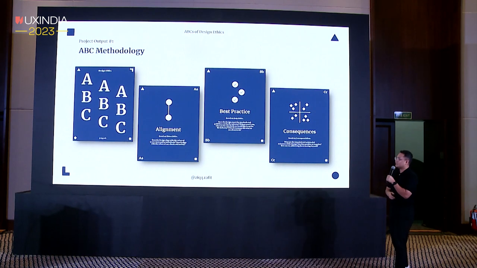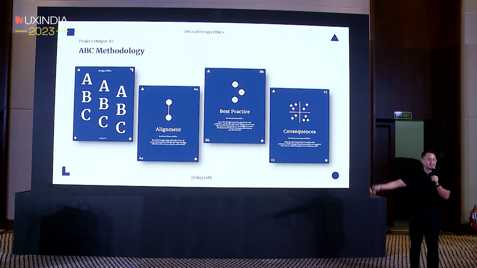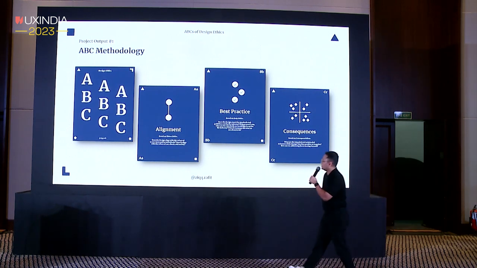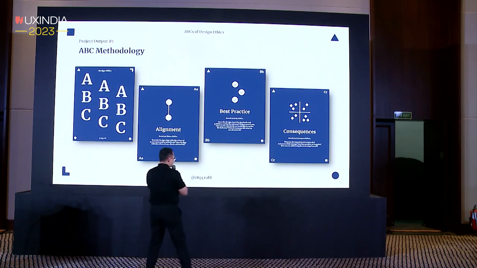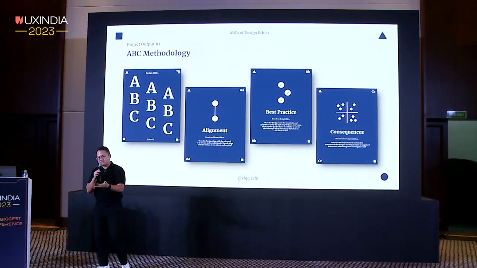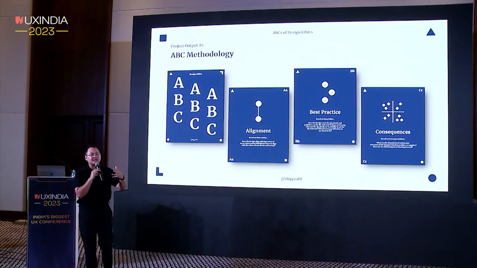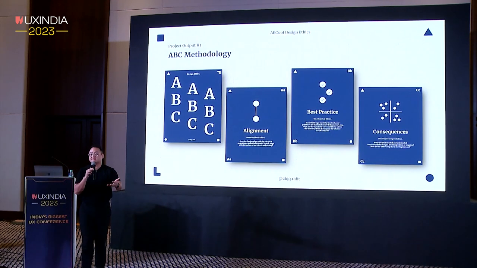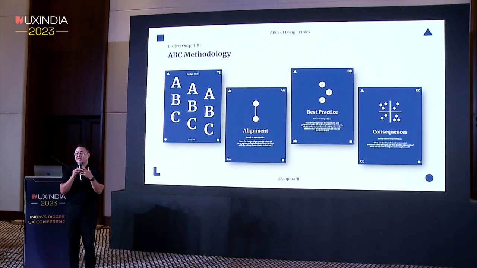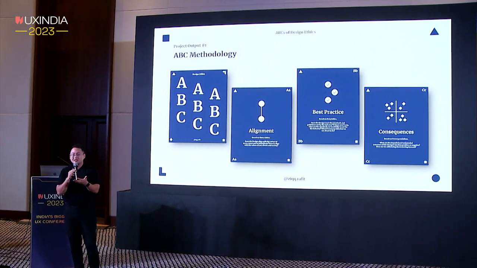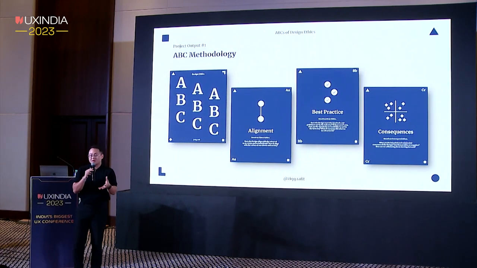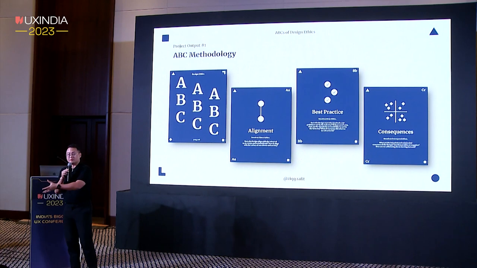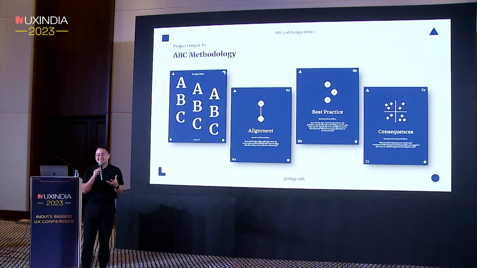Yeah, so the ABC methodology starts off with alignment. So alignment is actually talking about virtue ethics. So it is looking at, does this design that I'm about to produce align with the values of my team? Does it align with the people that I'm designing for? Right? What is the value system of the people that I'm designing for? And it's very important, right? Because like I say, ethics is highly contextual. Something that I may design for this group of people may not be accepted by another group of people. So it is imperative that we understand.